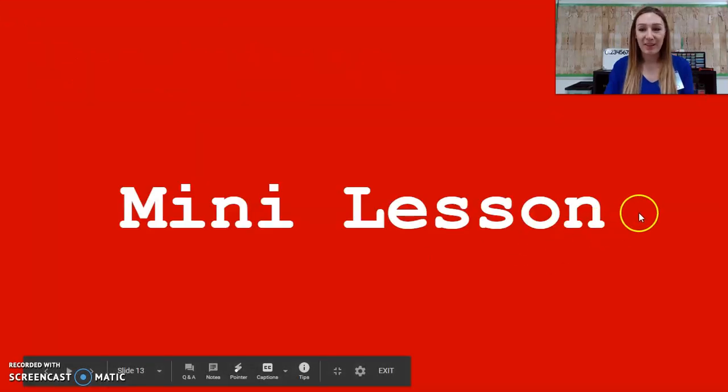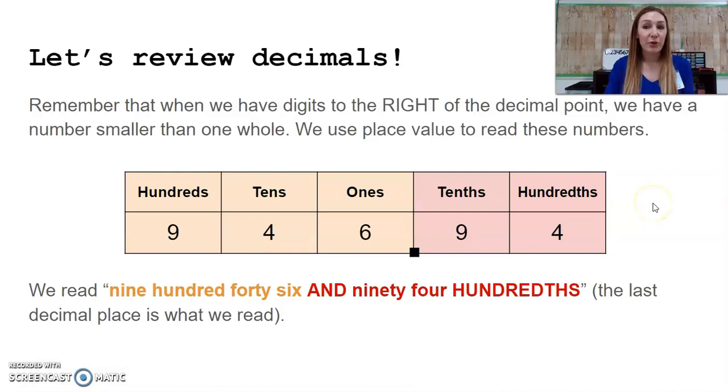All right, let's get to our mini lesson. Before we begin, let's review decimals. Remember, when we have digits to the right of the decimal point, we have a number that is smaller than a whole. We use place value to read these numbers. We read 946 and, remember that decimal point, we say "and," 94 hundredths. So the place value that our number ends in is the place value that we read.